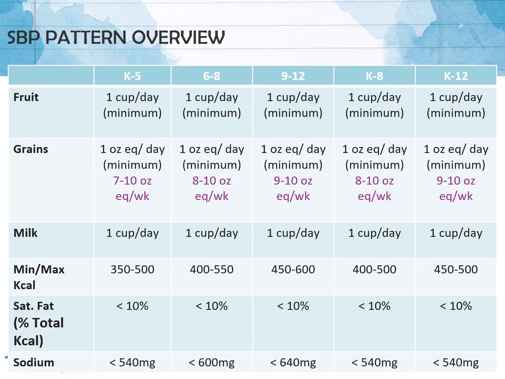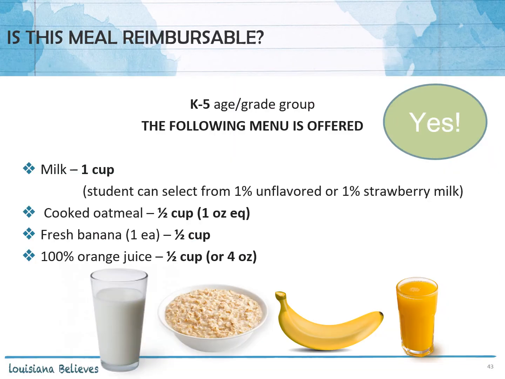Let's look at the K-5 age grade group. For K-5, a minimum of 1 cup of fruit, a minimum of 1 ounce grain, and a cup of milk in variety should be offered. Yes, this breakfast offered for K-5 age grade group did meet the requirements.